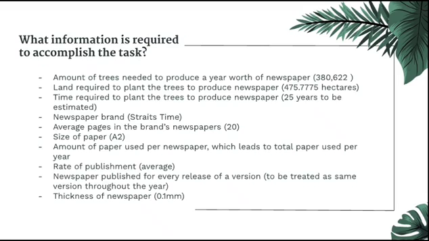So the amount of paper used per newspaper, which leads to the total paper used per year, and the rate of publishment will be found out throughout this presentation. And the newspaper published for every release of a version will be treated as the same version throughout the year, and the thickness of the newspaper is 0.1 mm.